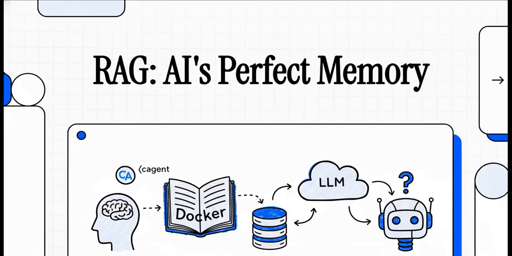Welcome to The Explainer. Today we're going to dive into a technology that tackles one of the biggest headaches in AI, the fact that they have, well, a terrible memory. And we're going to use Docker's fantastic documentation on their cagent tool as our guide to really understand Retrieval-Augmented Generation, or as you'll hear it called, RAG.